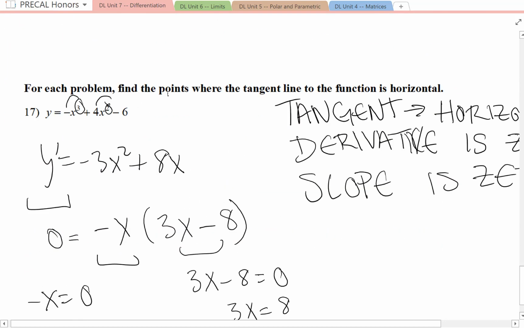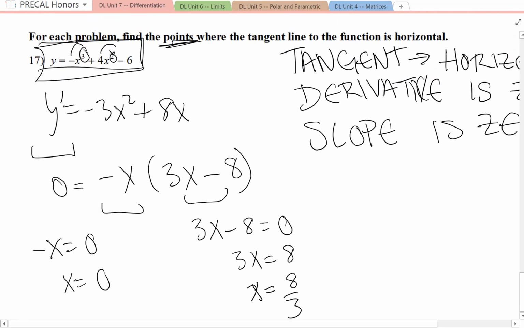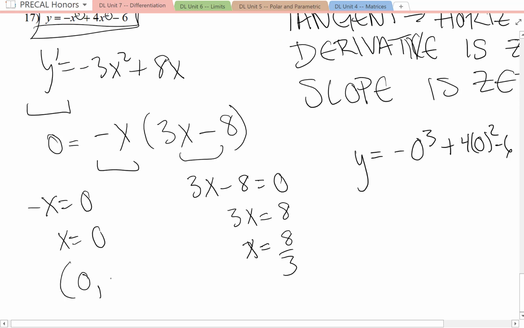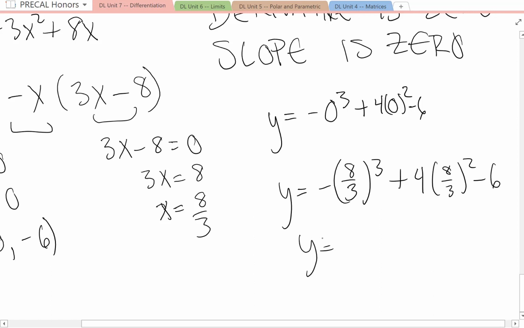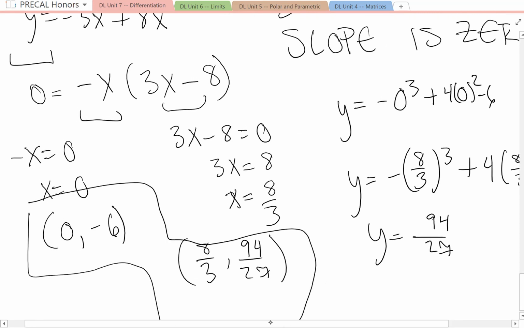These are the x values. You're not done. They said find the points, so you need to plug it in to find the y value. Plug it in where? Into the original function. So when you plug in 0 into the original function, you get negative 0 cubed plus 4 times 0 squared minus 6. Okay, so the y that goes along with 0 is negative 6. That one's pretty easy. The other one is a little bit trickier. So negative 8 thirds cubed plus 4 times 8 thirds squared minus 6. Plug it into a calculator and you end up getting 94 over 27. If you use decimals, make sure you don't round, so please just leave as fractions. And these are your points where the tangent line is 0, horizontal.